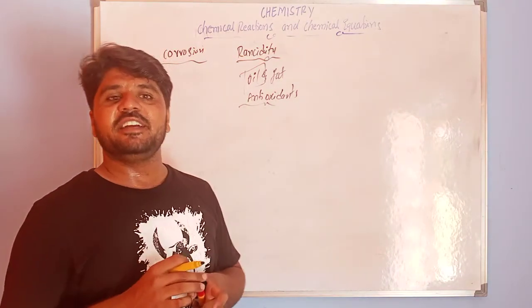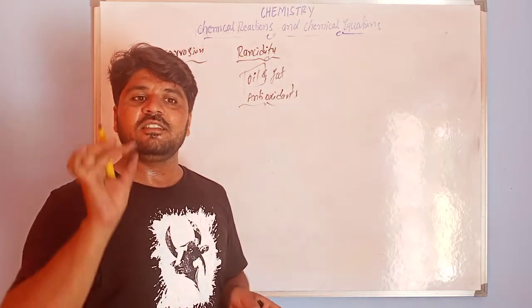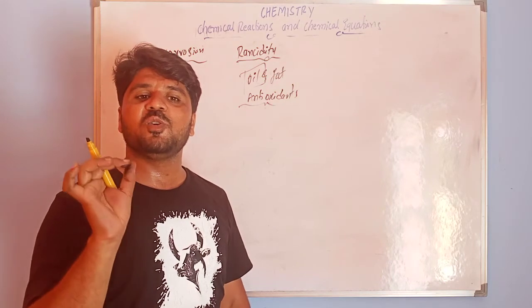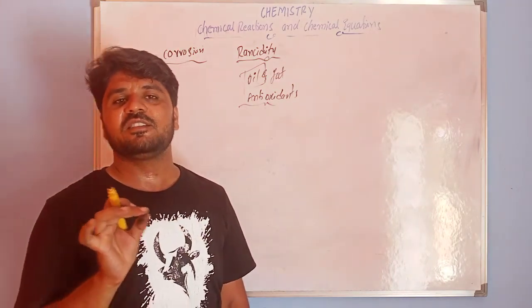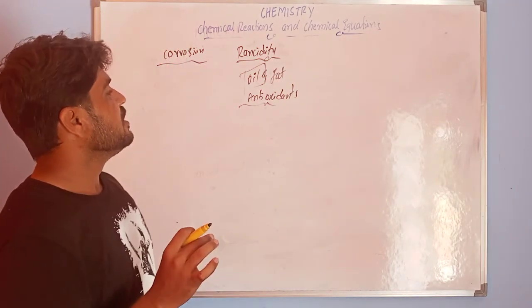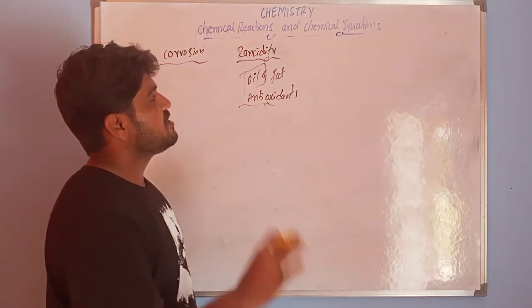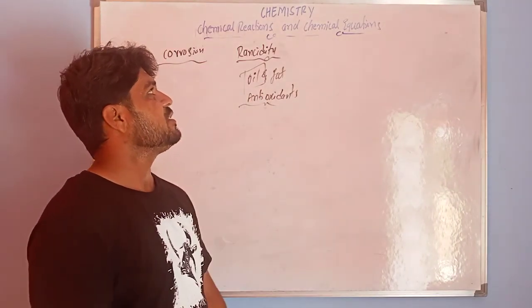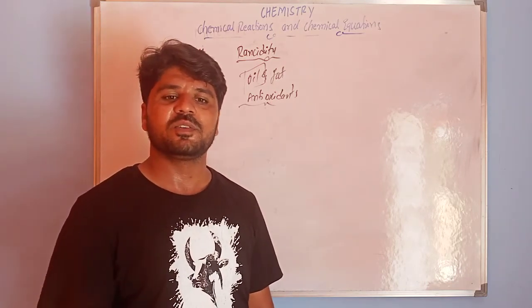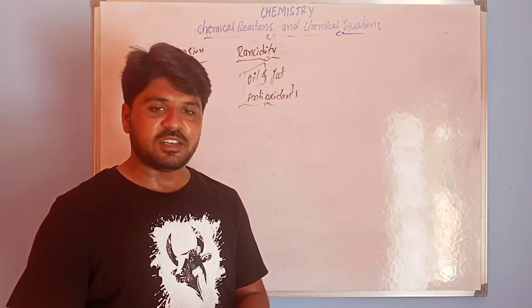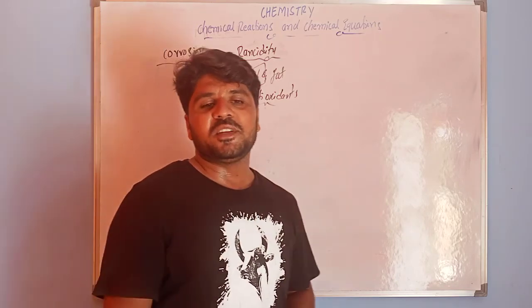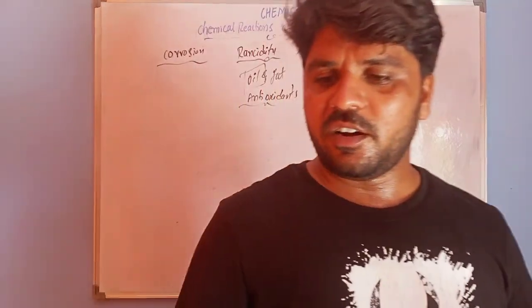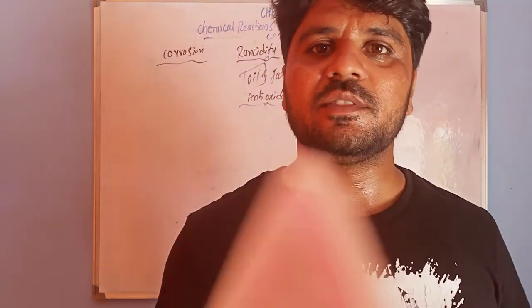In this class, what did I do? Oxidation, reduction, corrosion and rancidity. These are some very important concepts in chemical reactions and chemical equations. This is the completion of this chapter. Okay. In the next class, we will discuss the questions present in your exercise or textbook. Okay. Thank you.